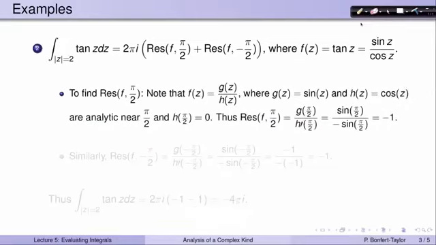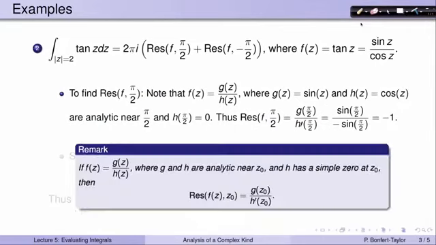We notice that f is of the form an analytic function divided by another analytic function, sine z and cosine z, and those two analytic functions satisfy that the denominator function is equal to 0 and has a simple 0 at pi over 2. By the theorem that we ended with in last class, we remember that we can find the residue of f at pi over 2 by simply taking the numerator function, evaluating it at pi over 2, and dividing it by the derivative of the denominator at pi over 2.